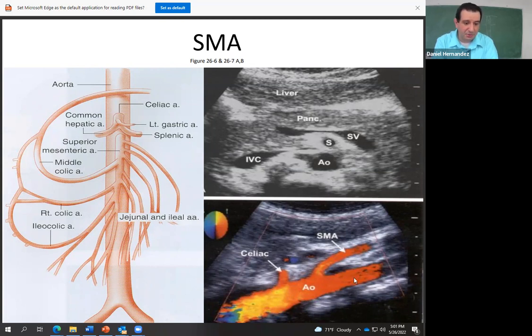And then in sagittal view, when we see our aorta in long, our first branch being our celiac artery, and then the SMA arising, that's the next branch arising off the aorta just below that. And you can see it coming off and then kind of paralleling the aorta more anteriorly.